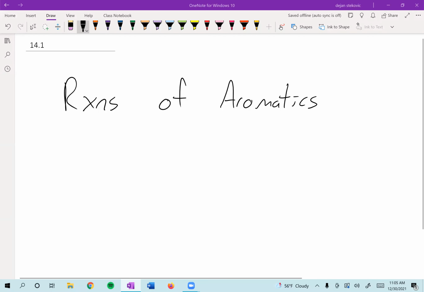All right, so in this section, we're going to take a look at different reactions of aromatics. So remember back to our last section, we learned that aromatics are very stable, and thus they're generally unreactive.